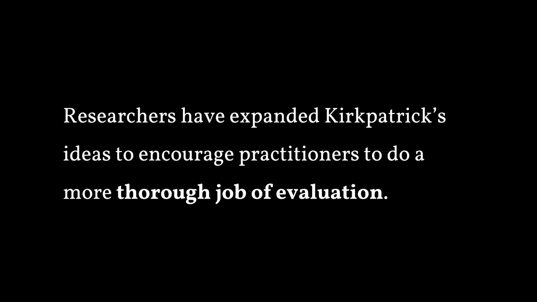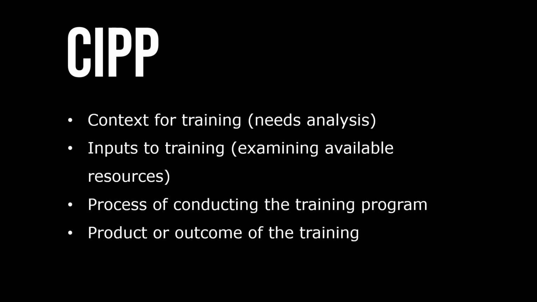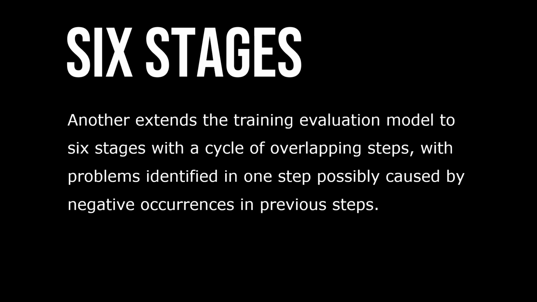Researchers have expanded Kirkpatrick's ideas to encourage practitioners to do a more thorough job of evaluation. In one model, the CIPP, Context, Input, Process, Product model, evaluation focuses on measuring 4 things: context for training, inputs for training, process of conducting the training program, and product or outcome of the training. Another extends the training evaluation model to 6 stages with a cycle of overlapping steps, with problems identified in one step possibly caused by negative occurrences in previous steps.